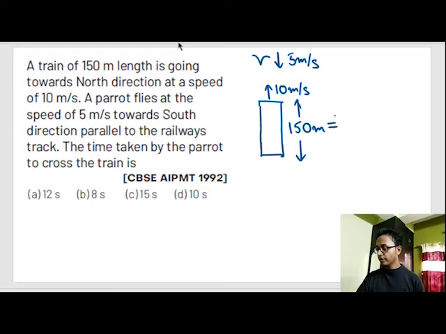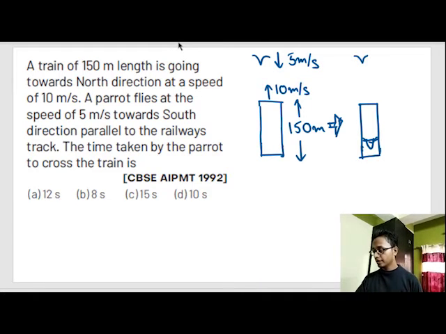Now what happens when we shift our observer from the sky to the train? As soon as we shift our observer to the train, the velocity of the bird becomes 5 plus, if we reverse the velocity of 10, it will be in this direction with magnitude 10. So the total velocity of the bird relative to the train becomes 10 plus 5, or 5 plus 10. I am erasing this part.